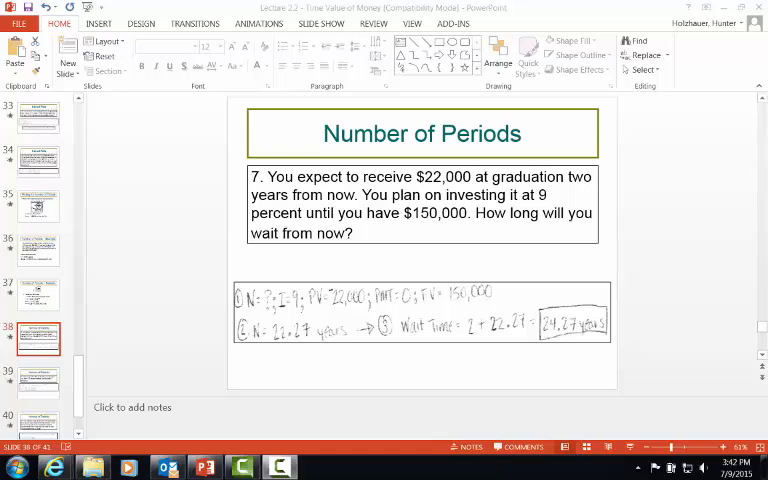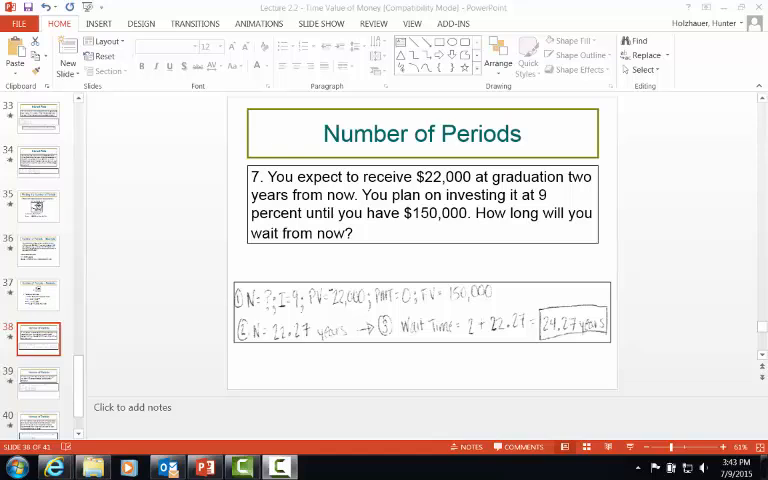All right, so let's figure that out. You're going to skip over the N button. You're going to make your I equal to 9 for the 9%. Present value is going to be negative $22,000 for the $22,000 investment that you will put into the system. Payment is 0, and you want $150,000 down the road, so that's your future value. Hit compute N, and you get 22.27 years. So you're going to have to wait a little over 22 years to reach that $150,000 mark.